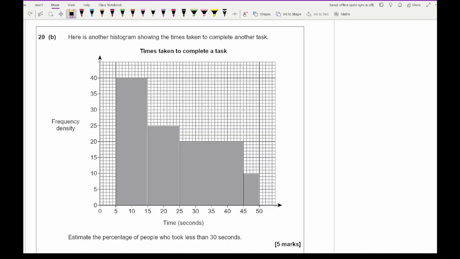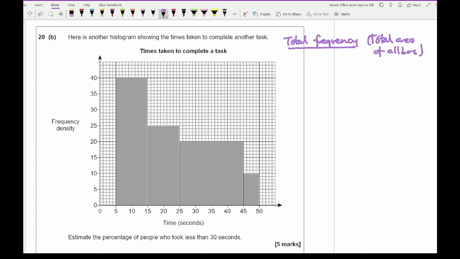So then moving on to question 20b, it says here is a histogram showing the times taken to complete another task, and the question is asking us to estimate the percentage of people who took less than 30. Now, though it says estimate, what we need to do is a mathematical calculation to help us estimate that a little bit more accurately. So before we get started, we need to work out what the total frequency is going to be. So the total frequency is the total area of all bars.